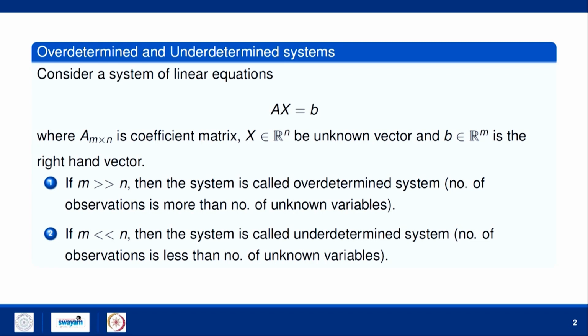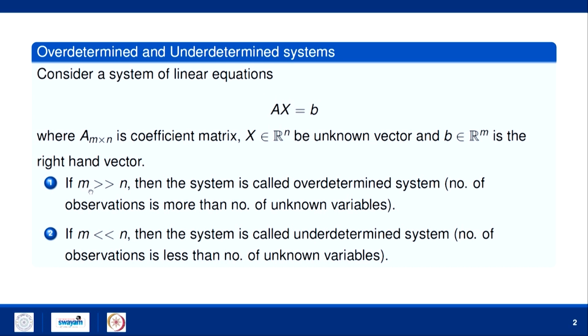Consider a linear system of equations Ax equals b, where A is an m by n coefficient matrix, x is the unknown vector belonging to R^n, and b belonging to R^m is the right hand side vector which is given to us. Just notice we are taking a rectangular system, A is an m by n matrix. If it is a square matrix, let us say m equals n, so an n by n matrix, and it is invertible, then the solution will become x equals A inverse b. But here we are talking about when A is not a square matrix.